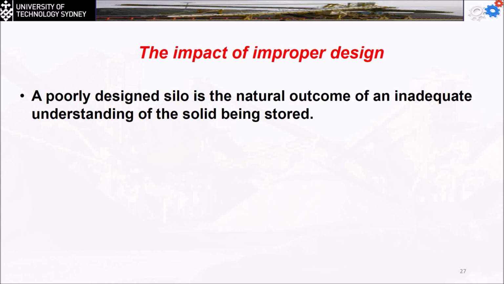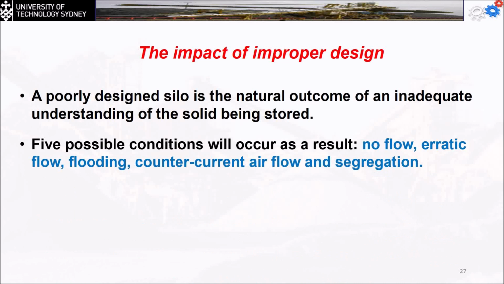Improper design caused the silo to collapse, and many people died because the hot solution covered the building to the height of 1 meter. Actually, the neighborhood around the building. I may find something on the net and show it to you during the lecture. So the poorly designed silo is the natural outcome of the inadequate understanding of the solid being stored in. So 5 possible conditions will occur as a result.